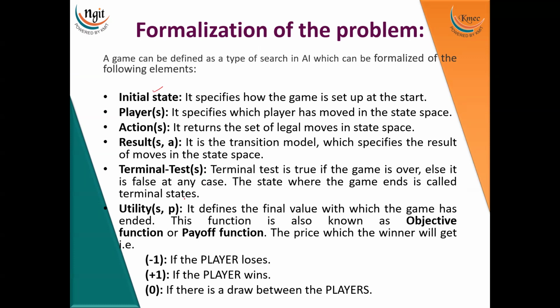This is one of the important ones in adversarial search. It defines the final value with which the game has ended. Once we have finished the game, generally a player will lose the game or win the game, or maybe there may be a draw between the players. Those are all nothing but the utility function. This function is also known as the objective function or the payoff function. And the prize is -1 if the player loses, +1 if the player wins, and if there is any draw, it gives us a 0.